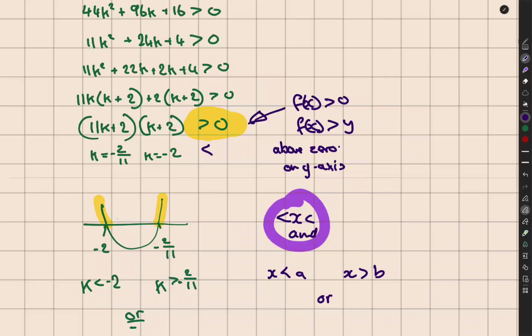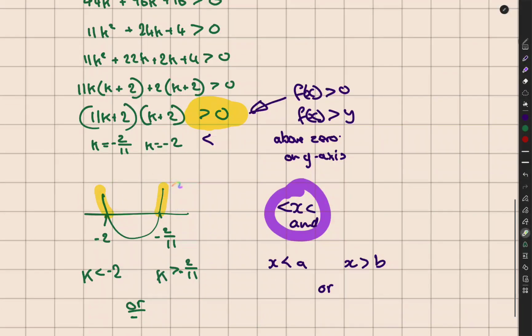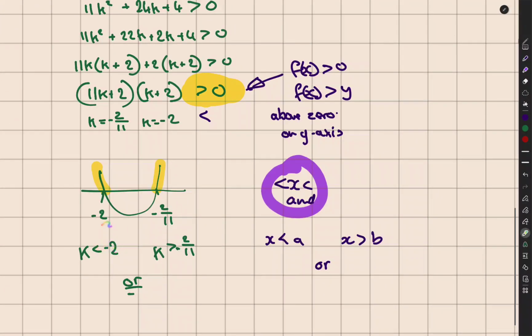Okay, so above 0 on the y-axis, but above the x-axis. Okay, so all of this space here, output could be anywhere there. And notice this goes into infinity and that infinity. So here, if k is any value which is less than -2, you're going to get outputs which are greater than 0. And here also, if it's also a k value which is greater than -2 or 11, you're going to get a positive value or greater than 0.